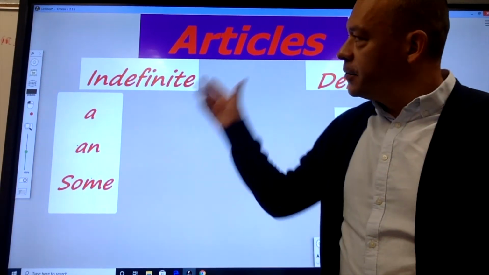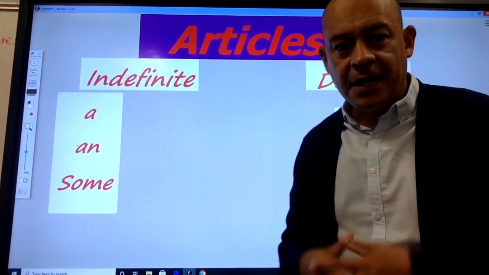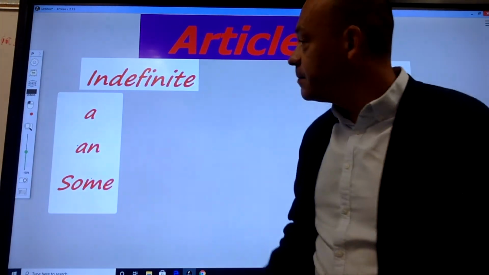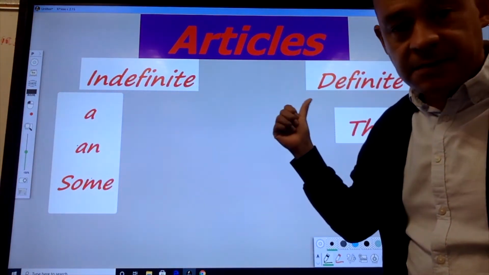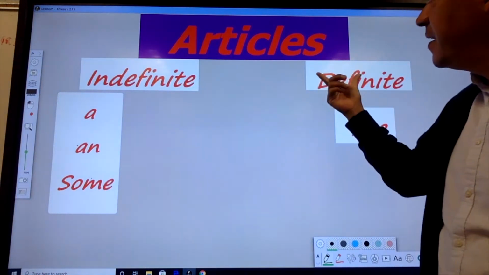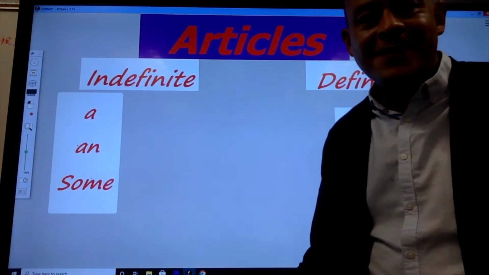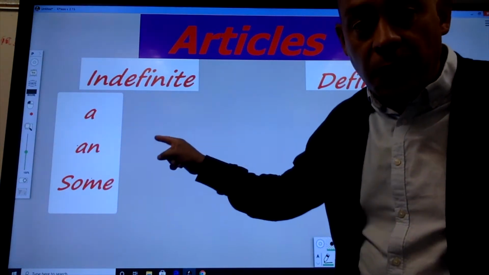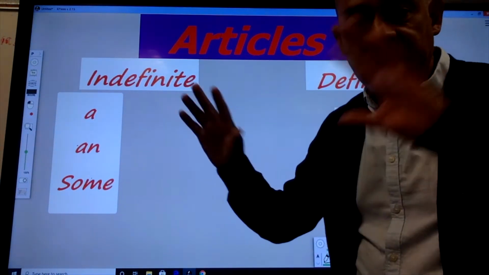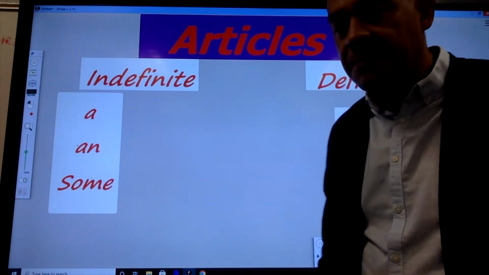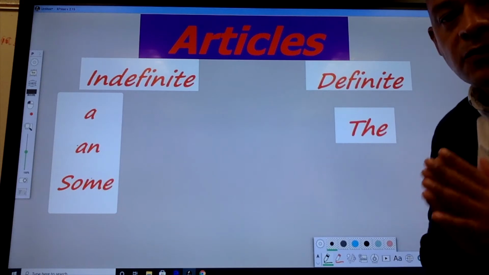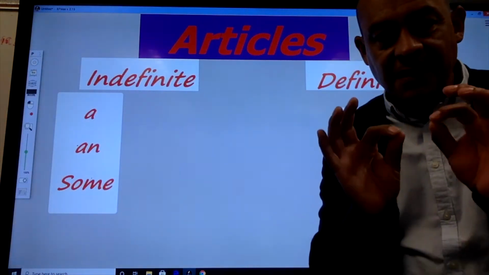Before I move on to explain this topic in Spanish, allow me to refresh your memory about articles in the English language. We have two kinds, indefinite and definite. But what does it mean? It means that these words are used with a noun when you're talking about something in general, something that is not specific. And then we use the definite article when we talk about something that we know, something specific.